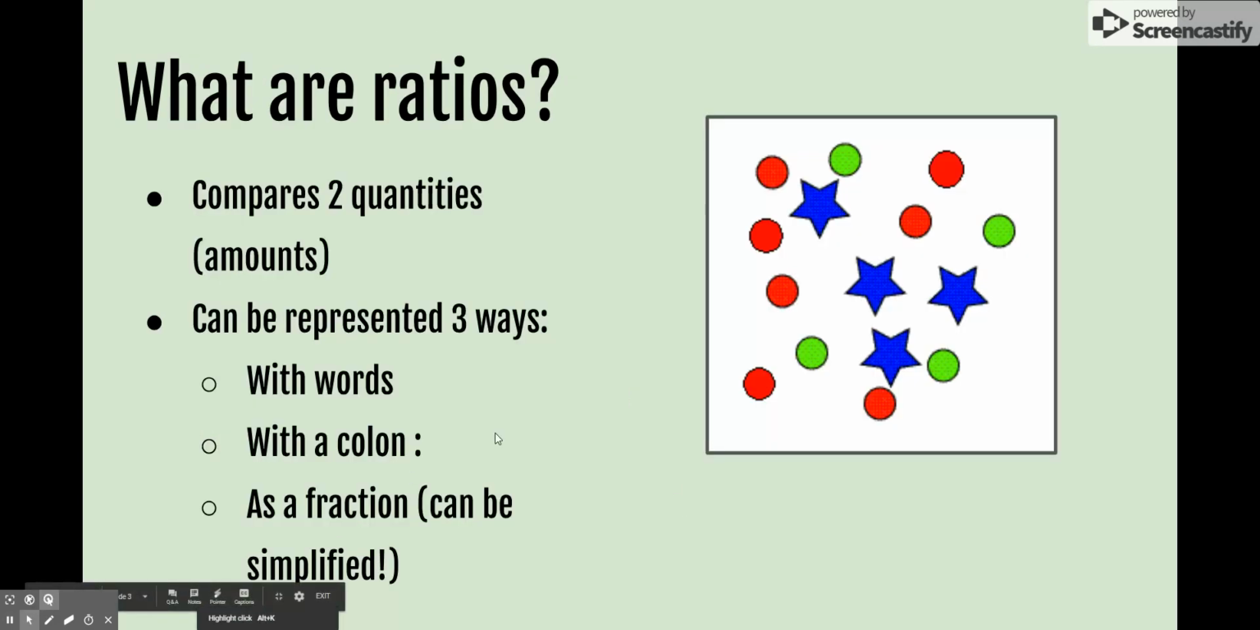So first we're going to start talking about ratios, and really ratios are just ways that we can compare two quantities, or like I said, quantity just really means amounts or values of something. So we can represent ratios in three different ways. The first is using words. The second is with a colon, which is these two dots, and then as a fraction, which can be simplified sometimes.